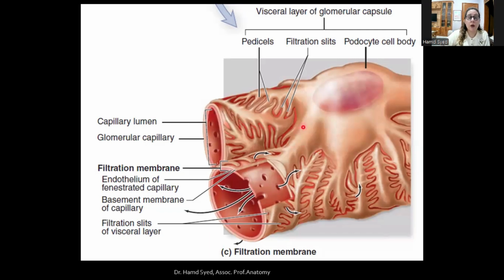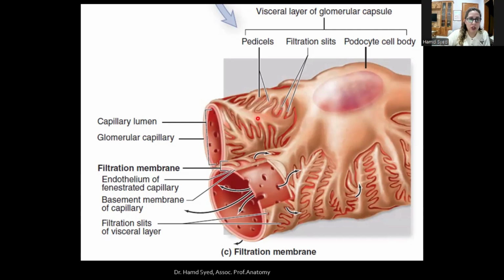So this here is now a diagram which is zooming in on the filtration barrier. This here is a single podocyte. This is the cell body of the podocyte emerging from the podocyte. These here you can see over here are the processes of the podocyte, the primary processes. And then from the primary processes, these here are the secondary processes, smaller ones known as pedicels. Between them are the gaps which are known as the filtration slits.